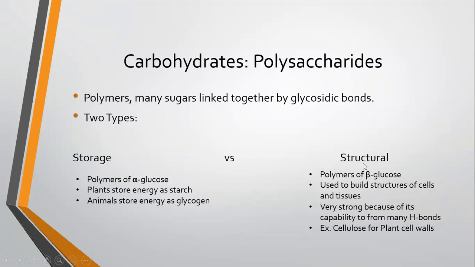On the other hand, structural polysaccharides are used for structure, so they will be relatively more rigid. The polymers are made up of beta glucose, and they're used to build structures of cells and tissues, and are very strong because of their capability to form many different bonds. For example, a structural polysaccharide would be cellulose or cell walls.